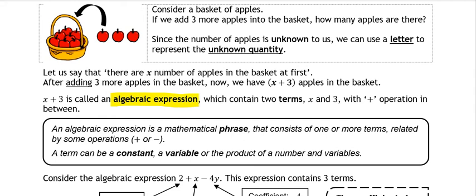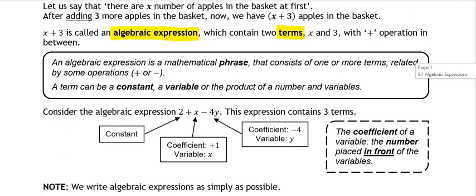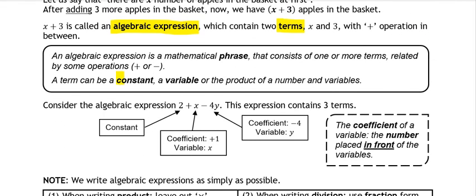Now, x plus 3 here, we call it an algebraic expression. And within that algebraic expression, we have 2 terms, which is x and 3. An algebraic expression is also called a mathematical phrase. We have the terms inside the algebraic expression, and in between there will be operations. And in a term, you can have a constant, you can have a variable, or the product of a number and variable.